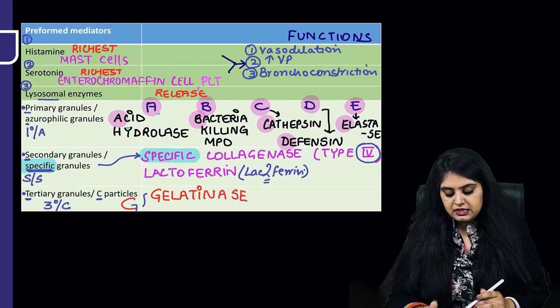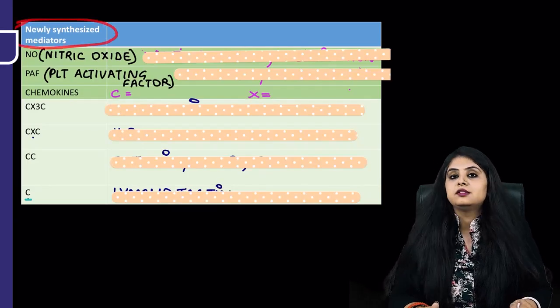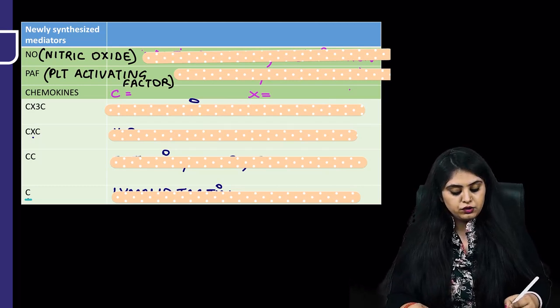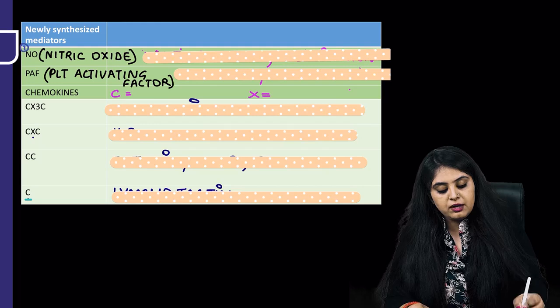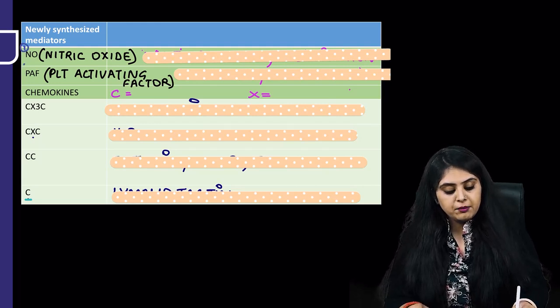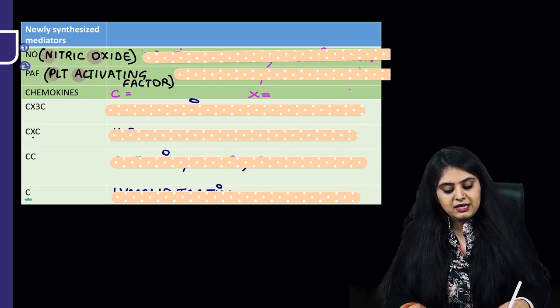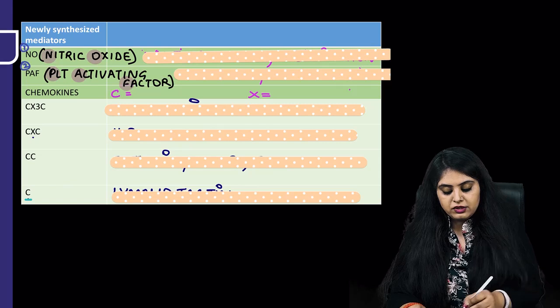Now I move on to mediators which are newly synthesized. They will be formed when you get infected. What are those? Newly synthesized mediators include number 1, nitric oxide, and number 2, platelet activating factor. So nitric oxide and platelet activating factor, let's know their functions.